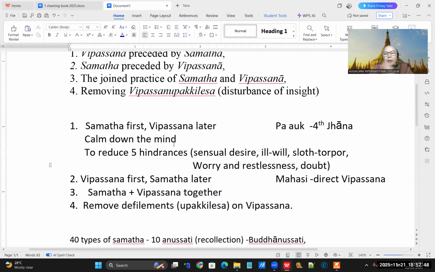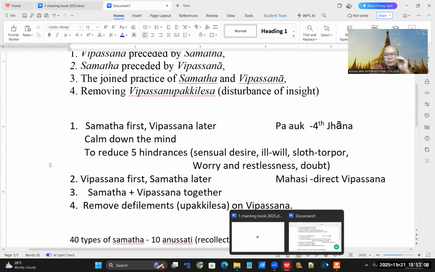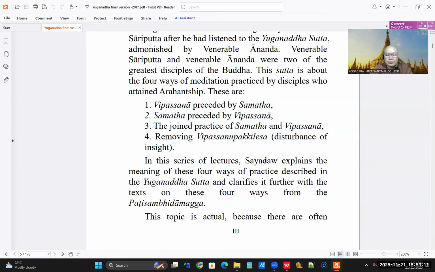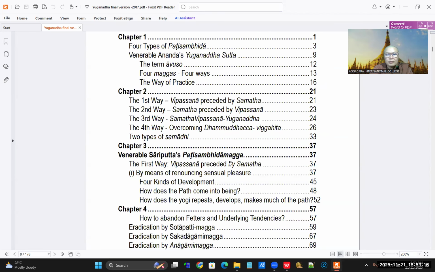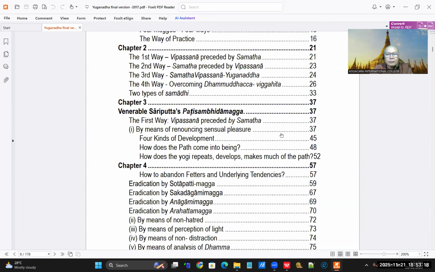After that, when your mind is calmed down, if you are following this method, you're supposed to get as much samadhi as possible. The best is the fourth jhana, right? If you cannot get up to the fourth jhana, at least try to get to the first jhana. Then, according to this sutta, when your mind has already calmed down, you contemplate. Okay. So this is the first way.